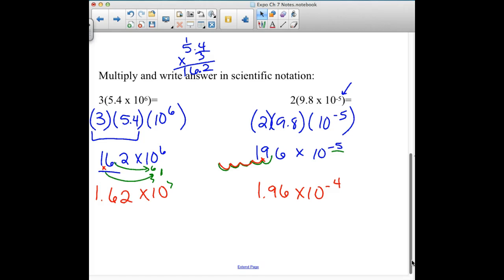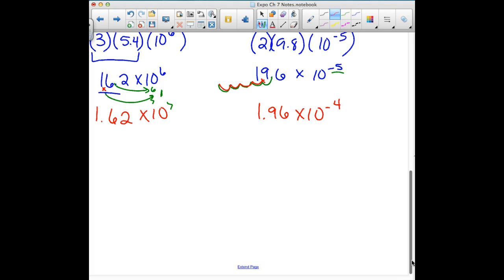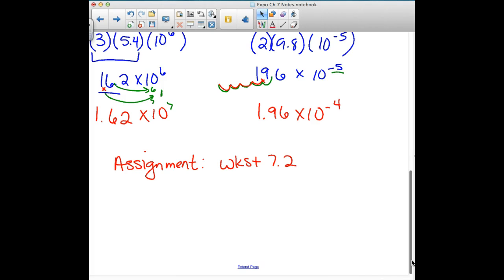All right, your assignment will be worksheet 7.2. Make sure that you are completing your summary while I pass those out.